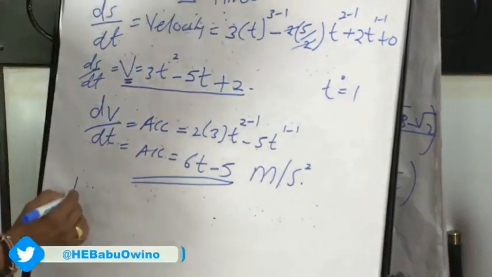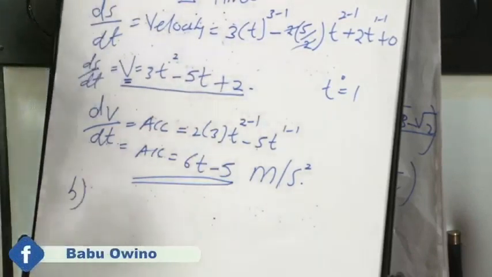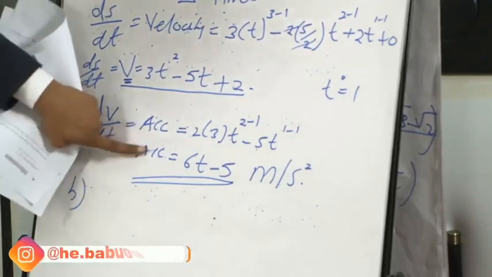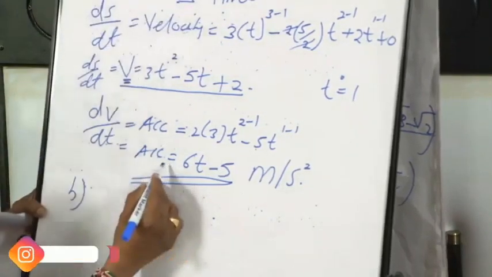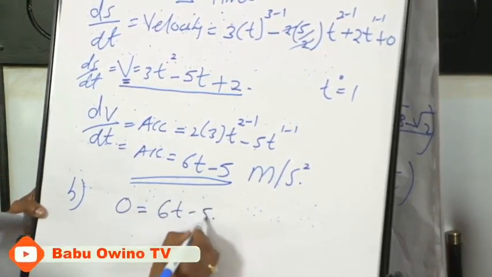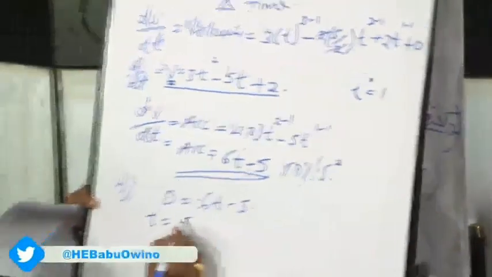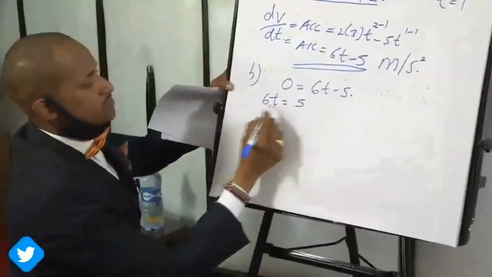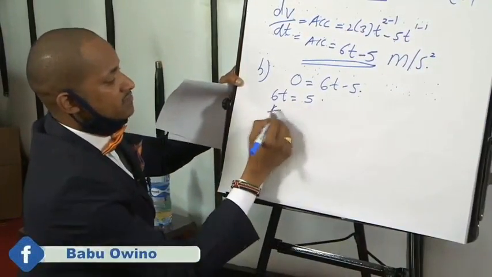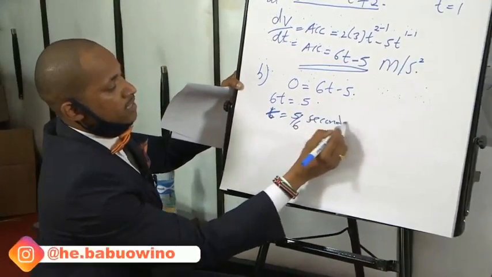Part B of the question says find the velocity when acceleration is 0. This is our acceleration equation. So when acceleration is 0, we have 6t minus 5 equals 0. We want to find the value of t. When 5 crosses to the other side it becomes positive, so 6t is equal to 5. This gives us the value of t as 5 over 6 seconds.